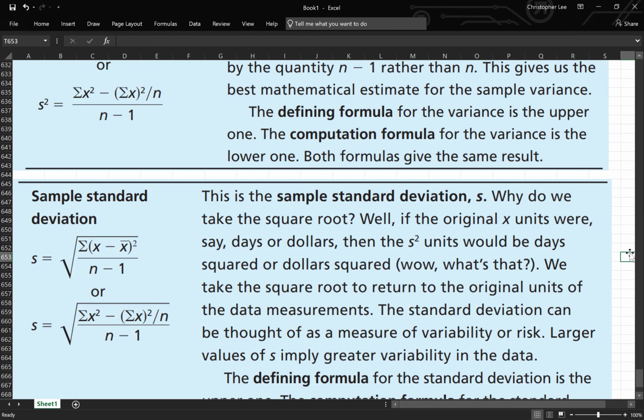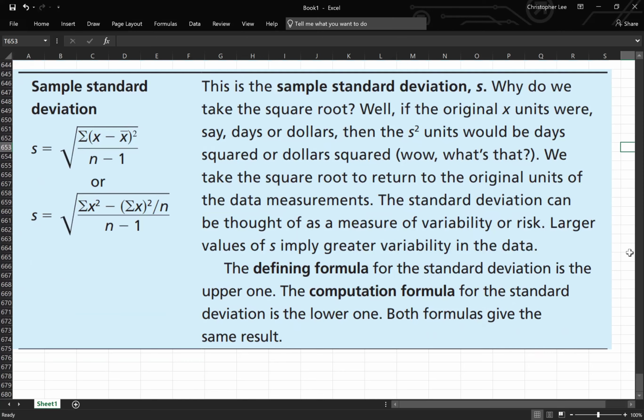The defining formula for the standard deviation is the upper one. The computation formula for the standard deviation is the lower one. Both formulas will give you the same result.